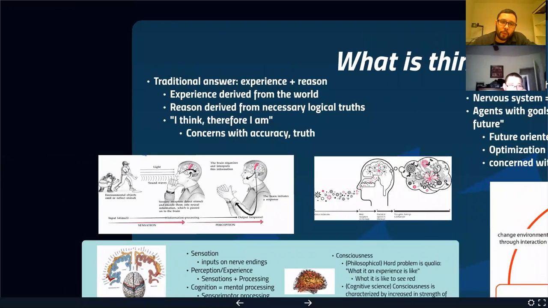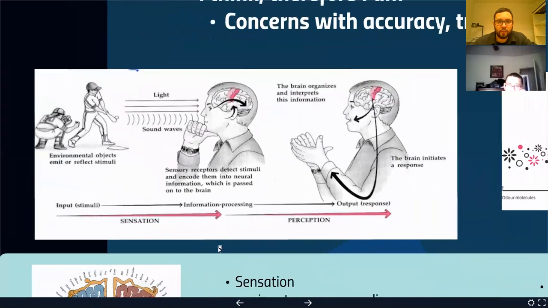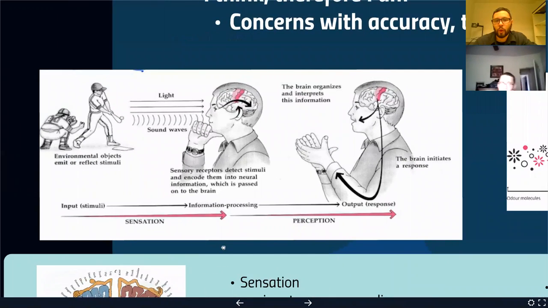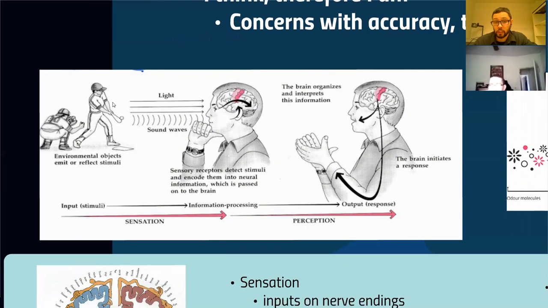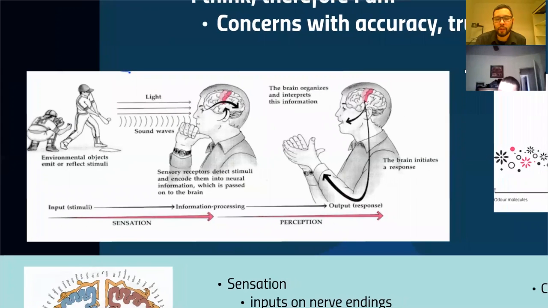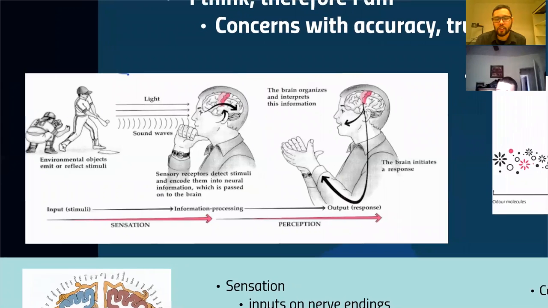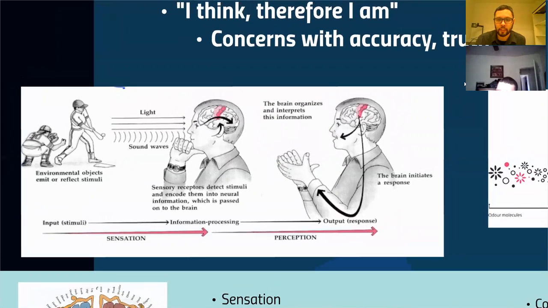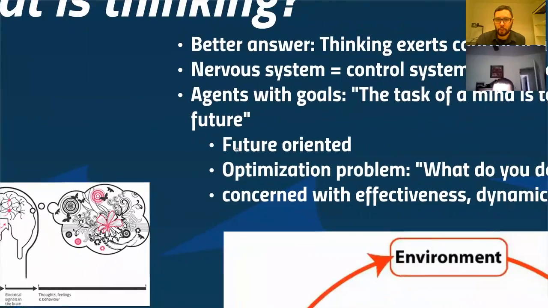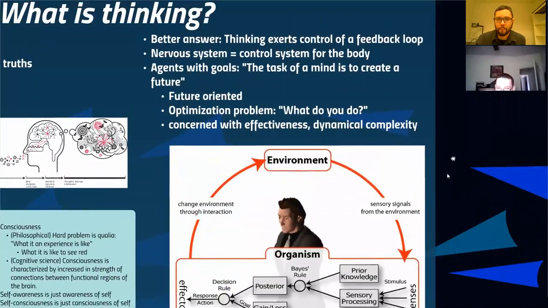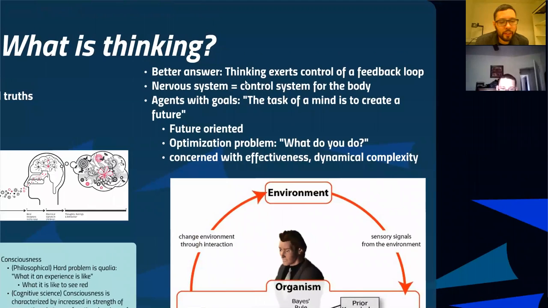The really important point I want to make here, though, is that this whole picture of thinking is really grounded in this sort of passive receptive model, where what I'm doing is observing the world, and observing the world means taking inputs and then processing those inputs in some way. And what I want to say is that this is actually a bad way of thinking about thinking. Thinking is not a passive receptive process like this, but in fact thinking is an active process. And the better way of thinking about thinking is that thinking exerts control in a feedback loop.